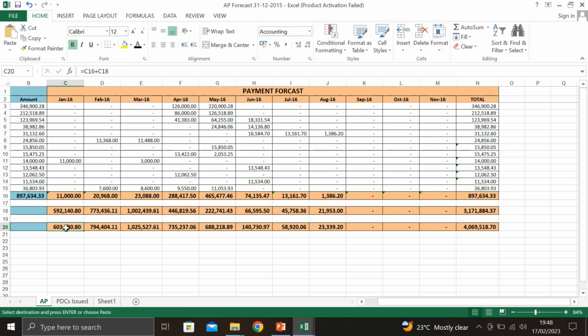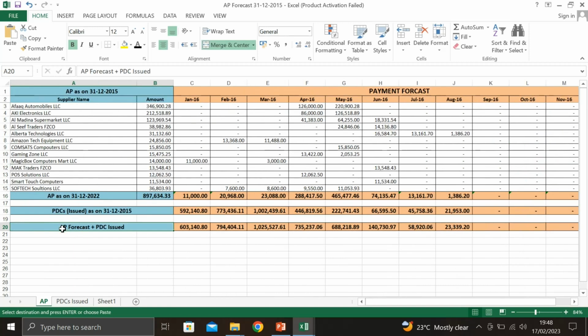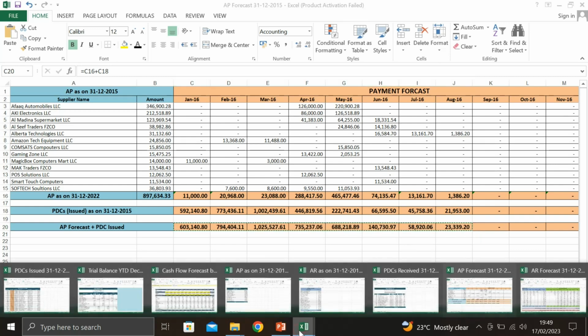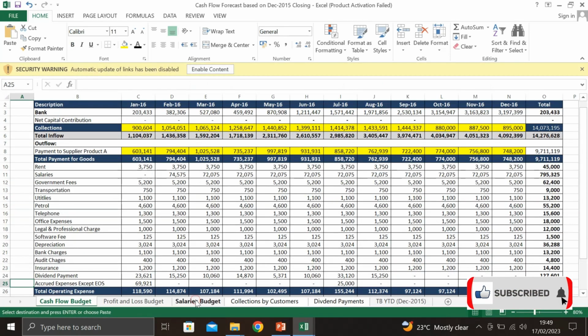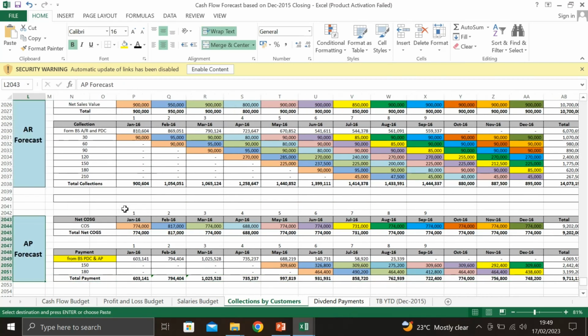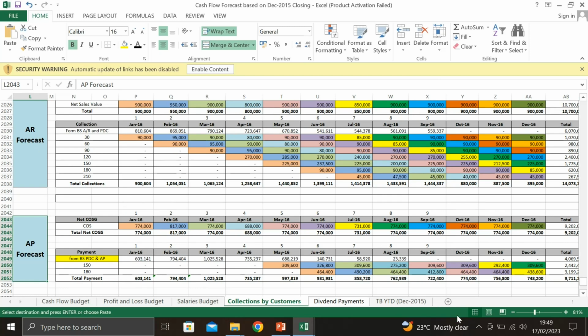And then here you will make the total of the AP forecast plus the PDCs issued. So this will be the total for AP forecast plus the PDCs issued. Here you will apply the formula, copy this, and then again go to the cash flow forecast sheet. Here in the collections sheet, the AR forecast we have already discussed. Now the AP forecast. So here you will paste this figure as values.